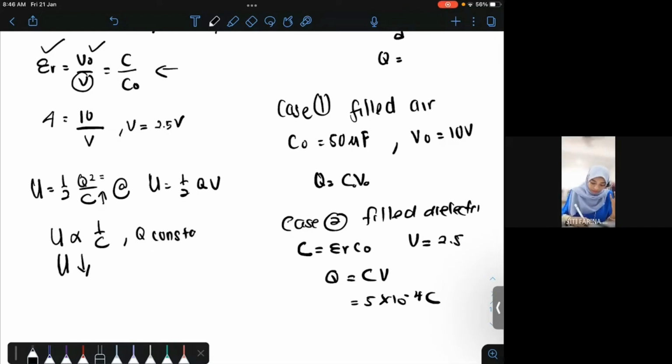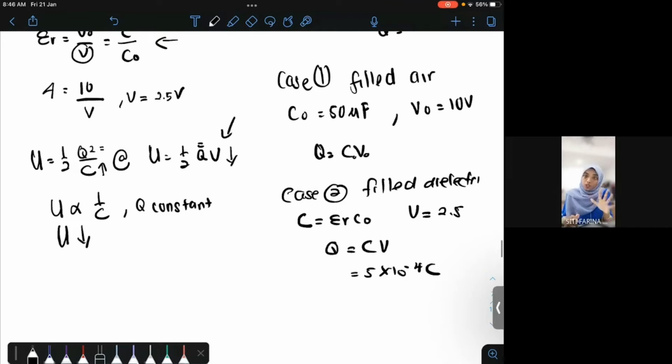Okay? Ataupun kita guna yang ini. Untuk kes yang kedua pula, V kamu akan menurun, Q kamu constant. So your U is directly proportional to your V, so dia akan decrease juga. So when your V decrease, your U akan decrease.